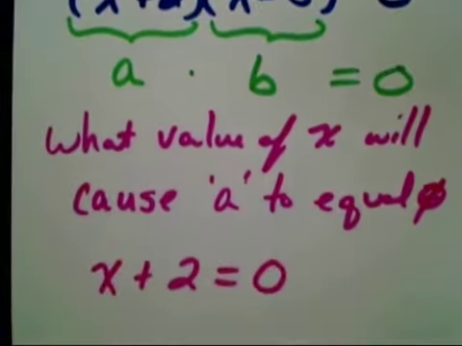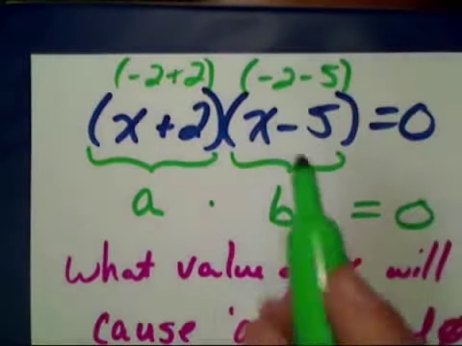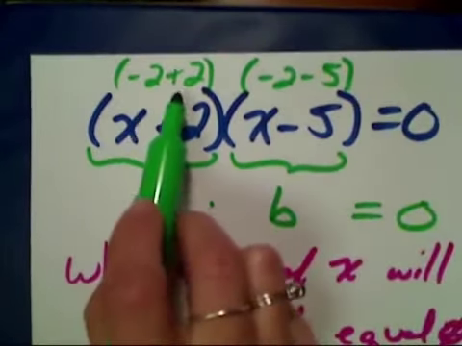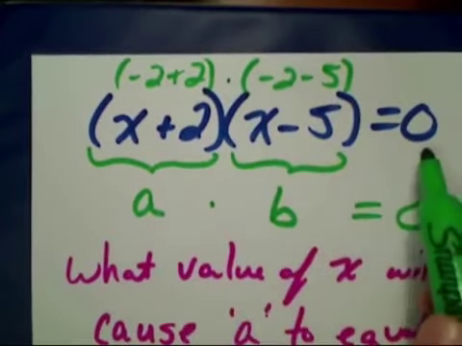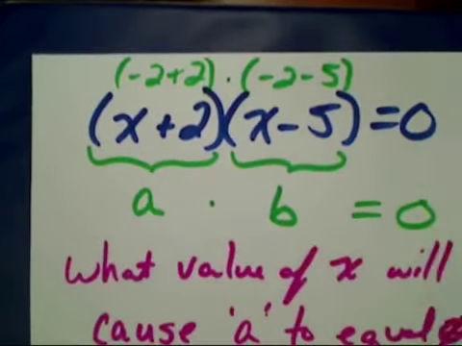Well, let's plug that back in. If x was negative 2, I would have negative 2 plus 2, and here I would have negative 2 minus 5. Negative 2 plus 2 is 0 times, well, that's a negative 7, but 0 times anything is 0. So my left side would equal my right side of 0, and so it's a solution. X equals negative 2 is a solution.